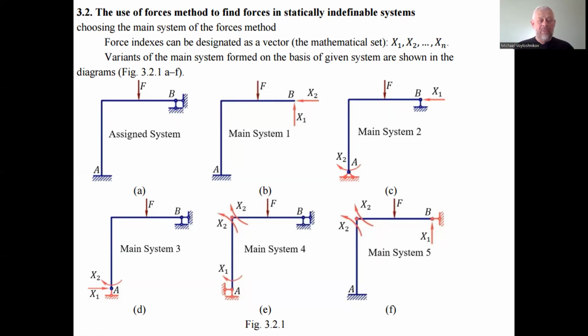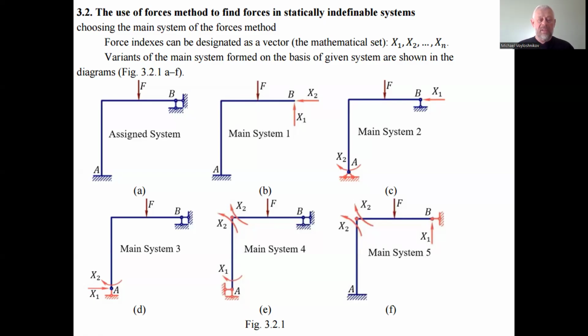Yes, and when we have statically indefinable system, for example, we after that can use the usual approaches of mechanics. Usual approaches can be the so-called forces method or the displacement method. So first we will look at forces method, and to use forces method, we have to determine what is the main system for the assigned system.